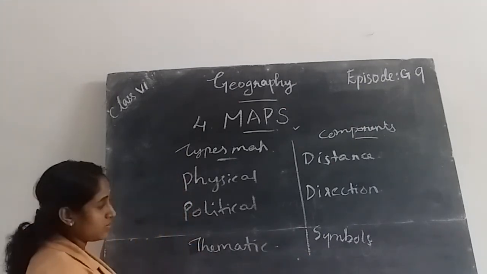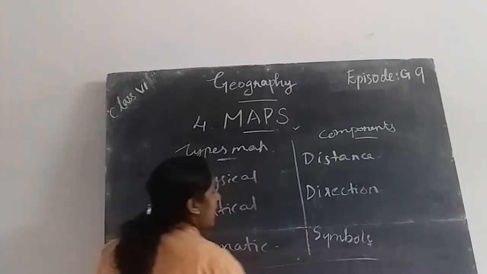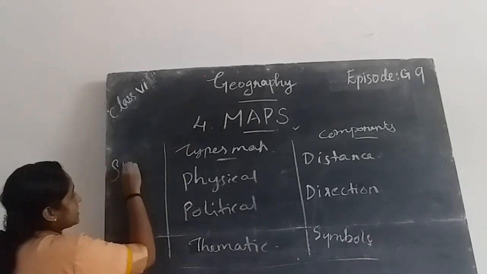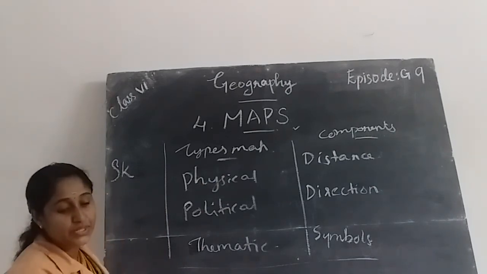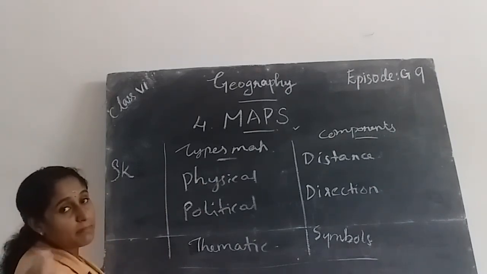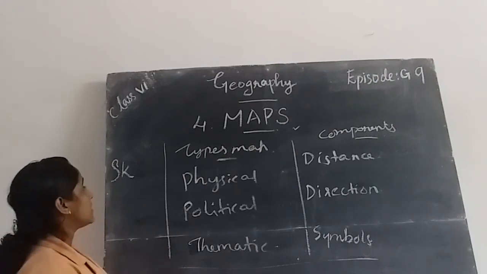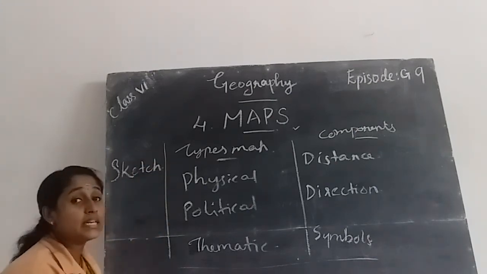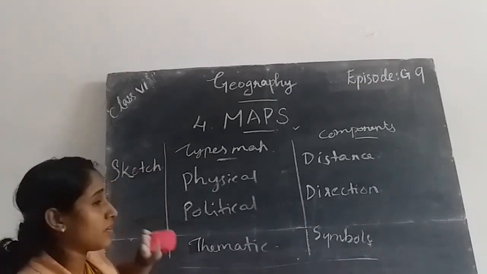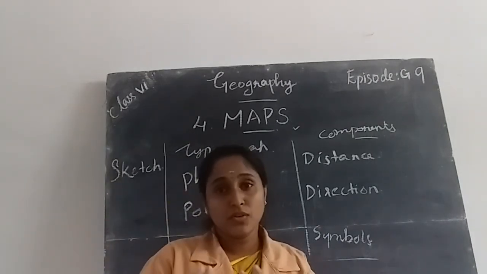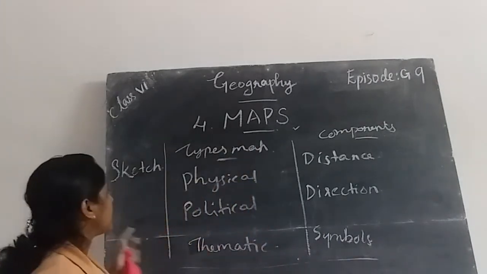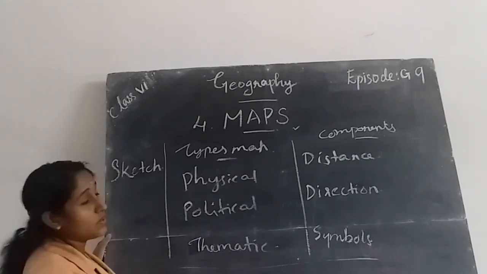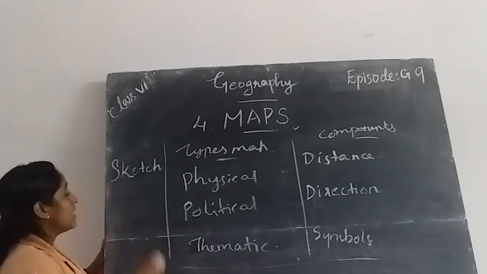Next are the other small drawings of the map: sketch and plan. What do you mean by sketch? We already said that a sketch is a drawing mainly based on memory or spot observation. It is not to scale. A sketch should not have any scales or particular units of scale.